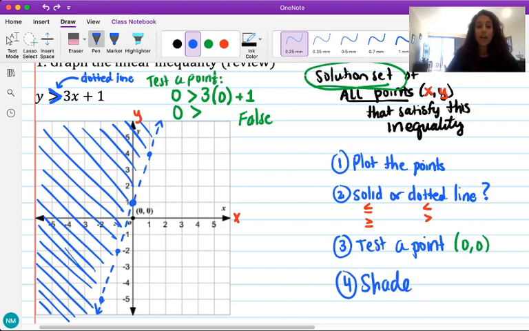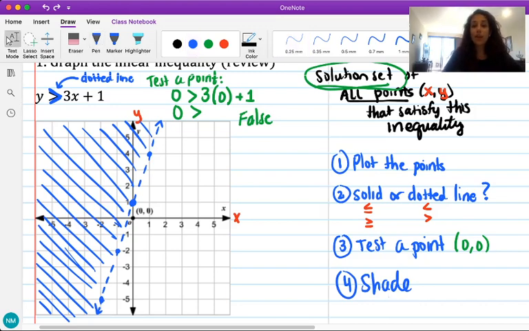Now, the points on the line do not satisfy my equation because it is a dotted line. Just like an open circle does not satisfy it, a dotted line does not satisfy the equation.